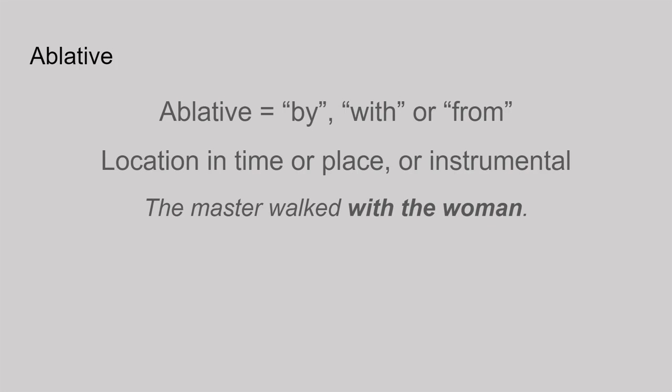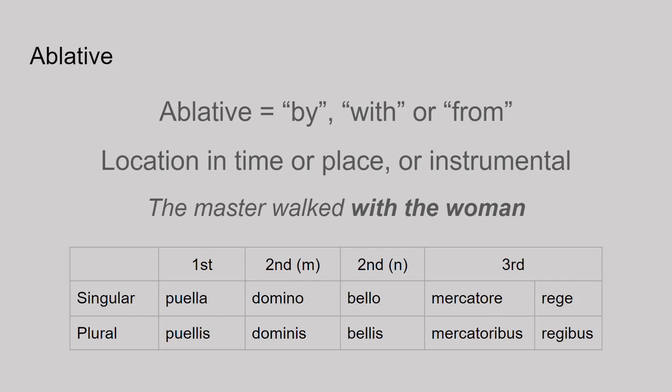However, it can also be with a preposition like cum, which means with, or it can be on its own. So you need to be able to recognize the endings of the ablative. And here they are. If you want any other examples of prepositions, then check out the video on the ablative by itself. Otherwise, let's just keep going.